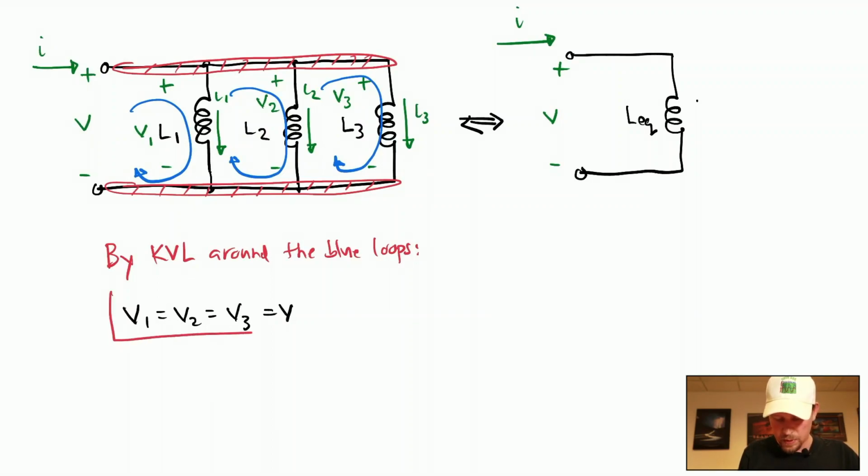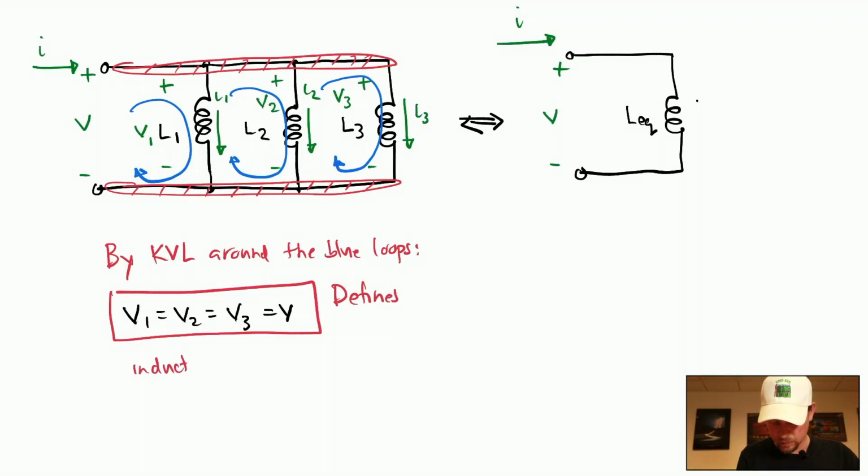Now this is important because this is the defining property for elements to be in parallel. So this defines inductors in parallel.